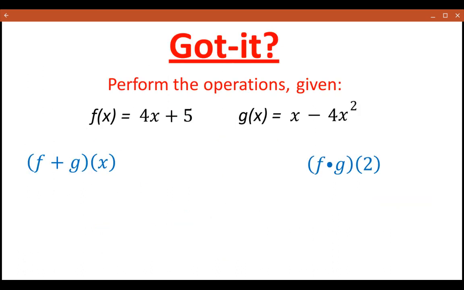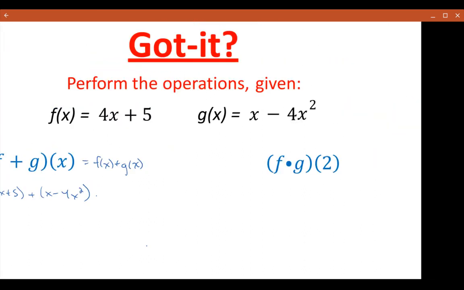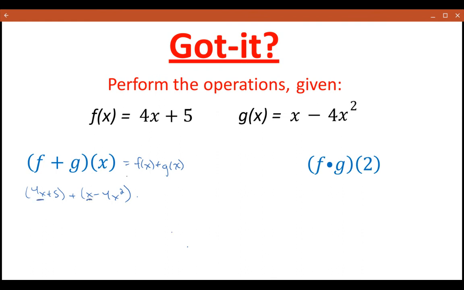All right, finish up with a got it question here. Go ahead and give these two a shot. For our first one, f of x plus g of x is going to be 4x plus 5 plus x minus 4x squared. Identifying your like terms here and combining. You've got x's and x's. So we get negative 4x squared comes out in front because it's the highest power. 4x plus x is 5x, and then plus 5, the first one.